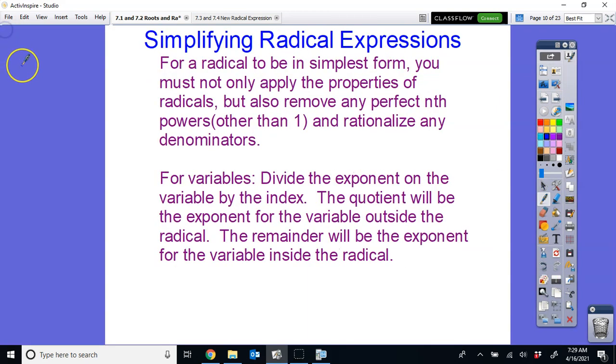Notice what it says. For variables, divide the exponent on the variable by the index. The quotient will be the exponent for the variable outside the radical. The remainder will be the exponent for the variable inside the radical. So I'm going to show you what that looks like, but I'm also going to show you why this little shortcut works.